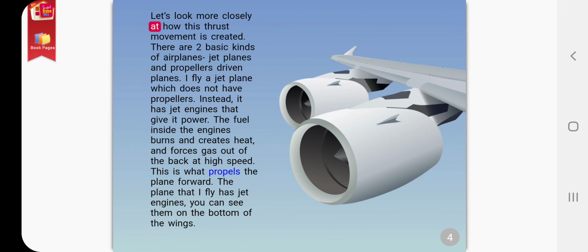Let's look more closely at how this thrust movement is created. There are 2 basic kinds of airplanes: jet planes and propeller-driven planes. I fly a jet plane, which does not have propellers. Instead, it has jet engines that give it power. The fuel inside the engines burns and creates heat, and forces gas out of the back at high speed. This is what propels the plane forward. The plane that I fly has jet engines. You can see them on the bottom of the wings.